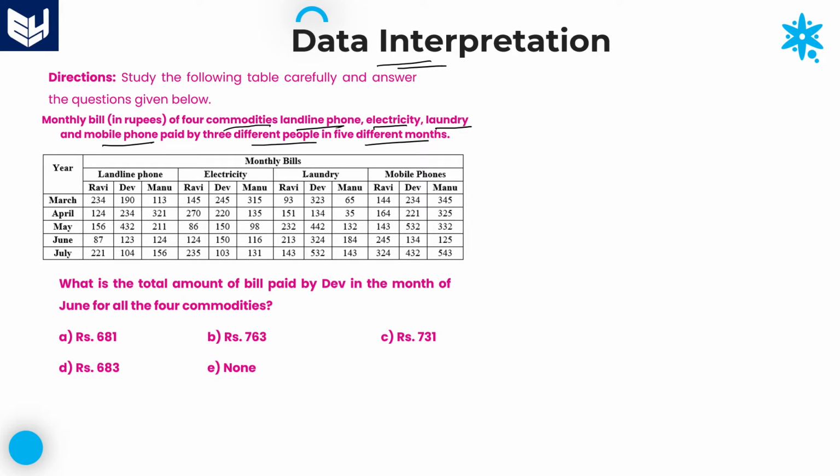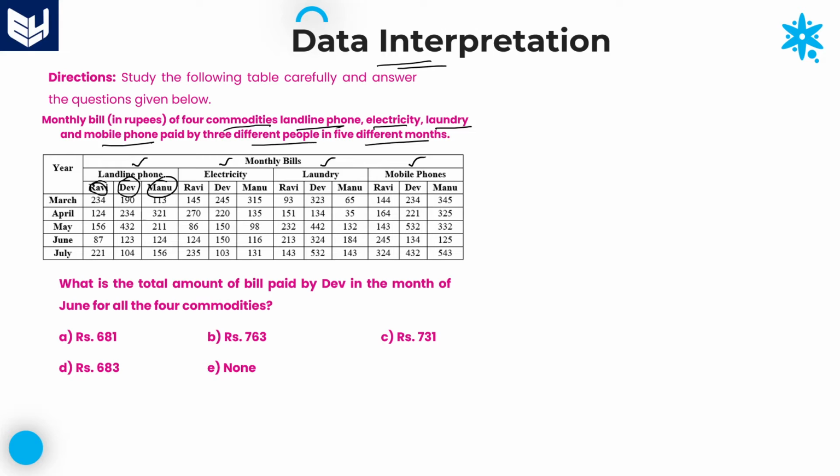Here, this information is very interesting and somewhat lengthy. The information is for the monthly bill of four commodities. There are a total of four commodities: one is landline phone, one is electricity bill, one is laundry bill, and the fourth one is mobile phones. These four bills are paid by three different persons: Ravi, Dev, and Manu.